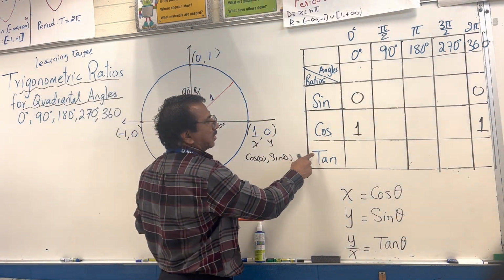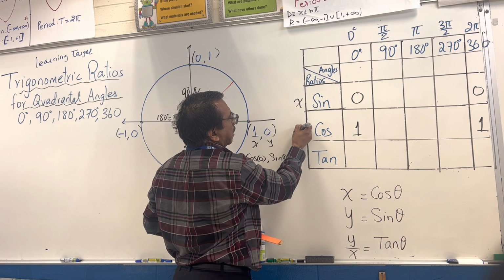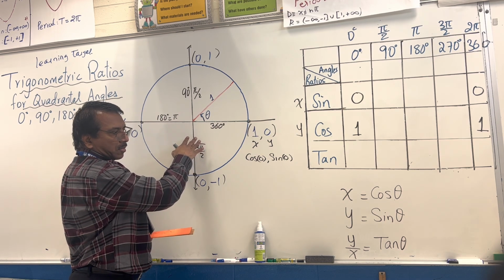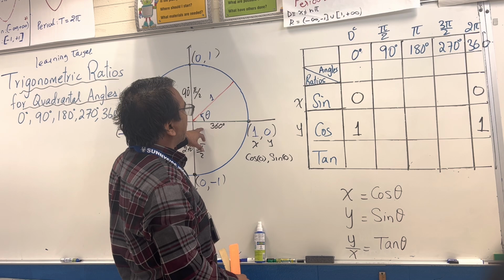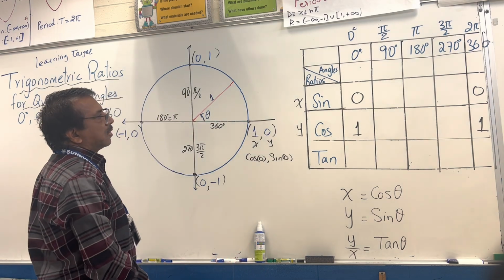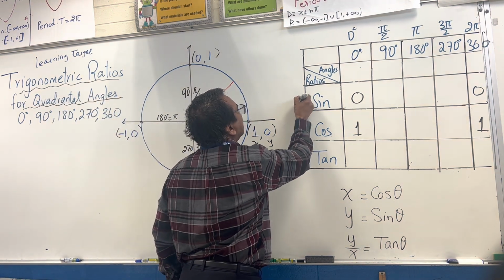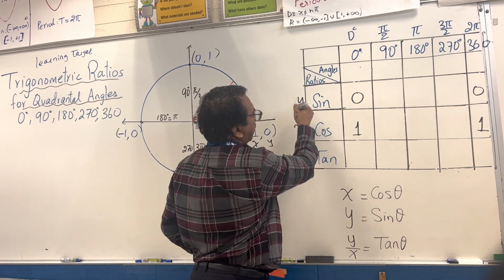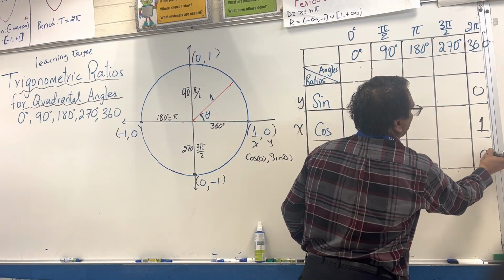Then how do we write the tangent here? The tangent, by definition, is y over x. Let me make sure: cosine 0 is 1, sine 0 is 0. So this is y, and this is x, correct? I made a mistake there. So y over x is 0 divided by 1, which is 0. So tangent of 0 is 0, and tangent of 360 is also 0.